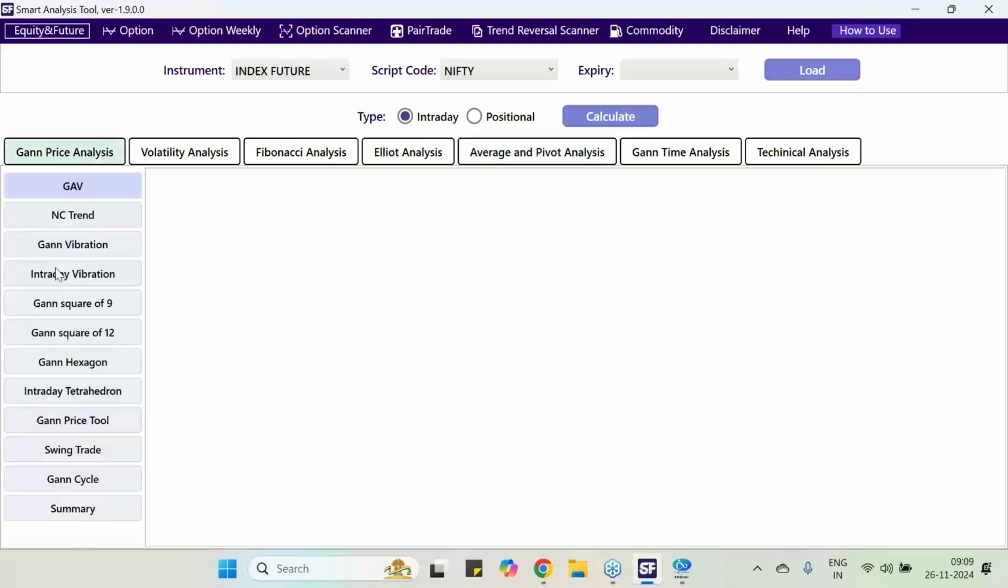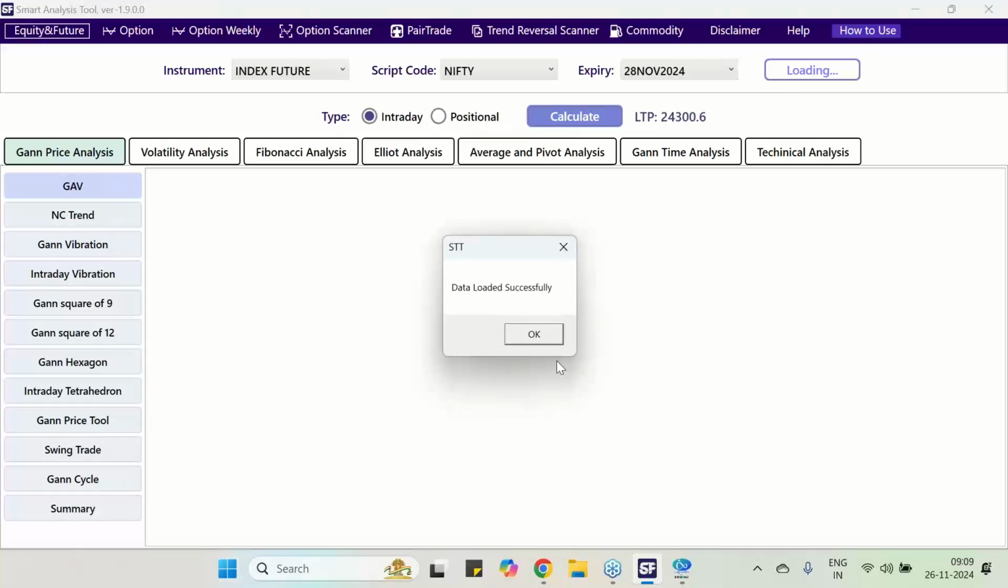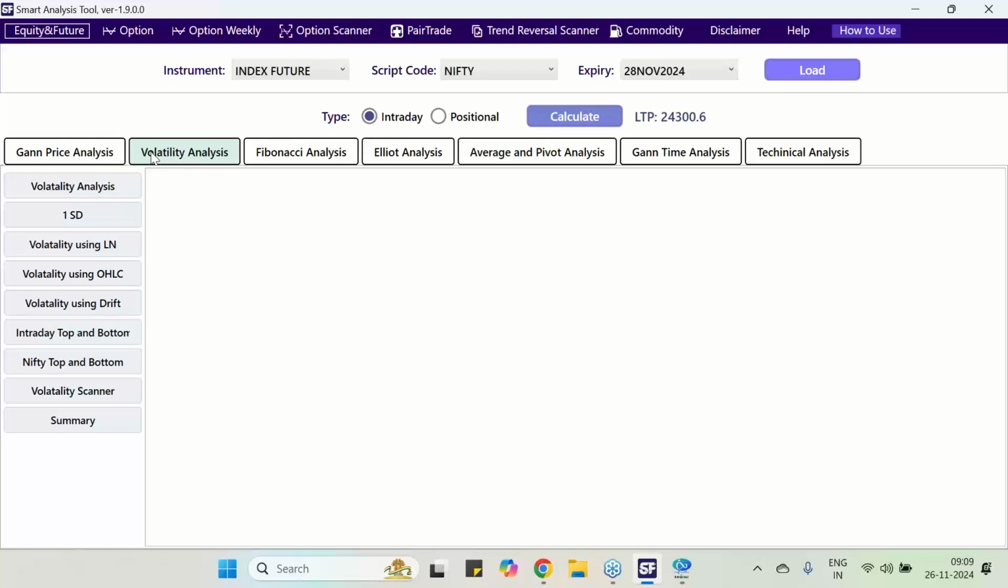Under Gann, we have different types of Gann studies: Gann angle volatility, natural constant study, Gann vibration, Gann square of 9, square of 12, Gann hexagon, tetrahedron, price tool, and swing tool also. These Gann studies are added here. Any new Gann study that comes, we will be adding here. Similarly, the volatility study is also there.